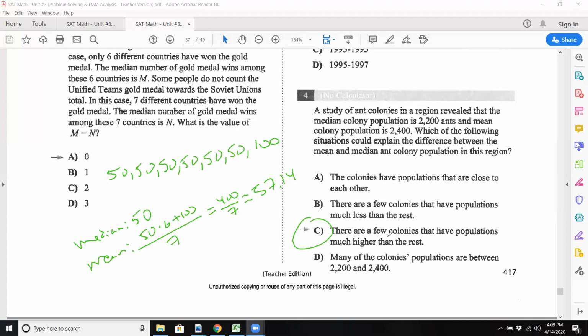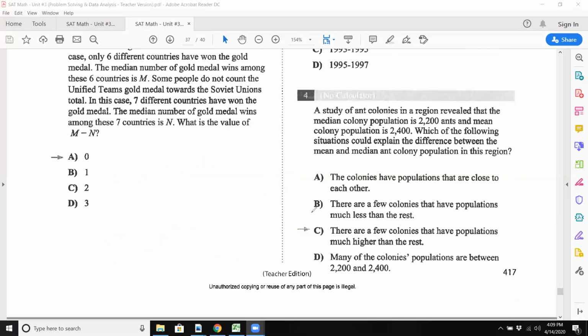Now, if you had a bunch of high scores and you have one low score, your median is 100, but the average score is lower. So that one low score is pushing the average down. Then it's the other way around. There's a few that have less than the rest. But in this case, there's a few that have more than the rest. So that's why it's C. That's how you want to look at it. And that's something I have seen on actual official exams. So you just have to think logically through it.